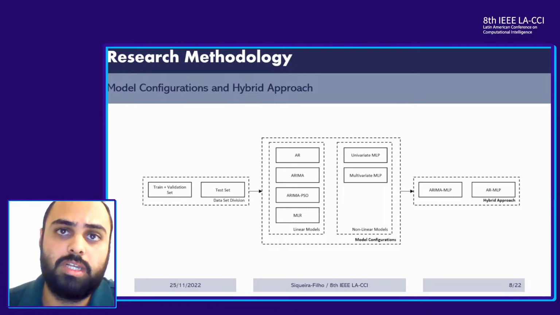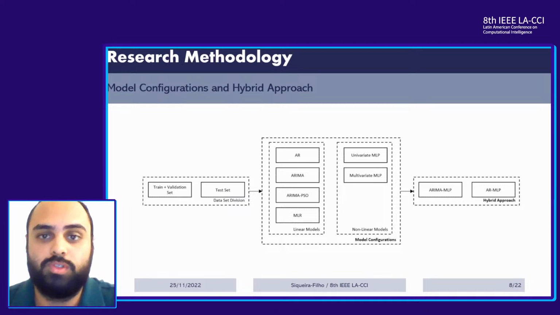And for the models that used artificial neural networks, 3 scenarios were considered, where the first one is a univariate autoregressive neural network. The second one is a multivariate or autoregressive neural network. The third one was used on the residual errors predictions for a hybrid approach.